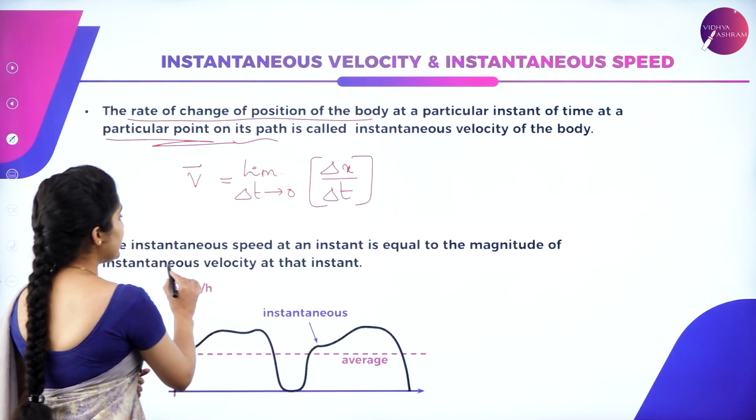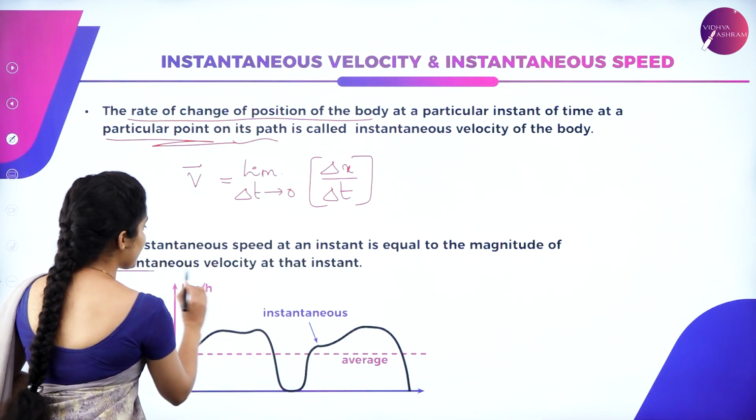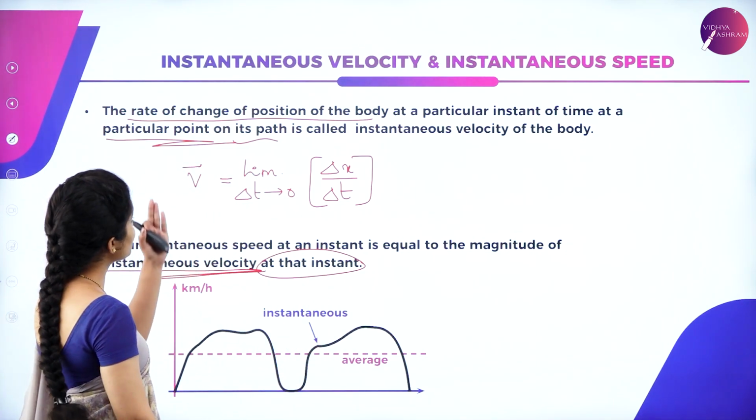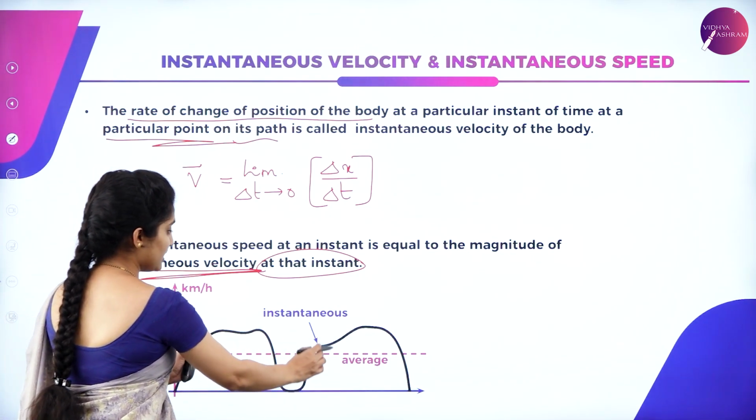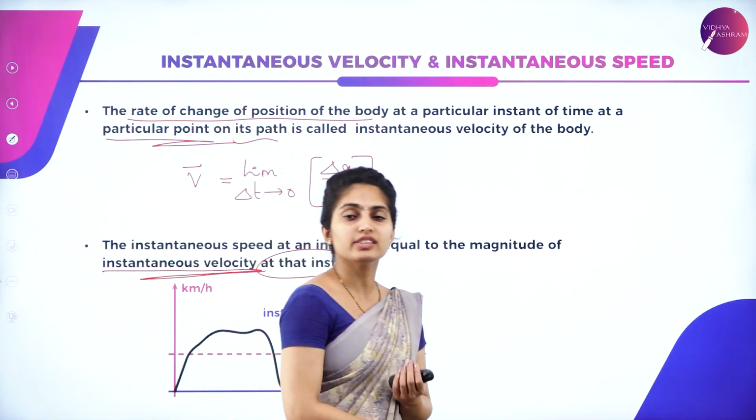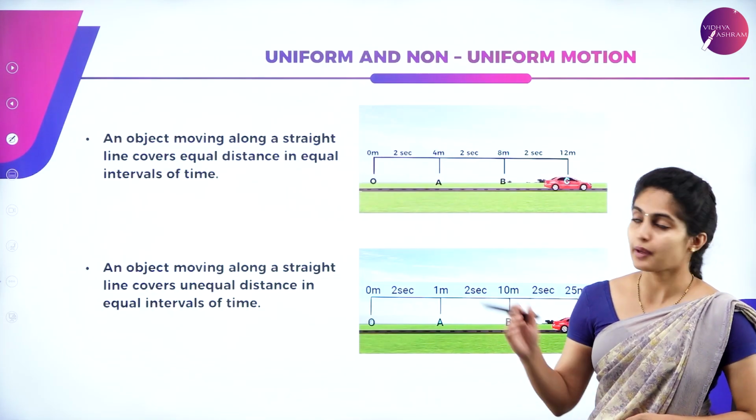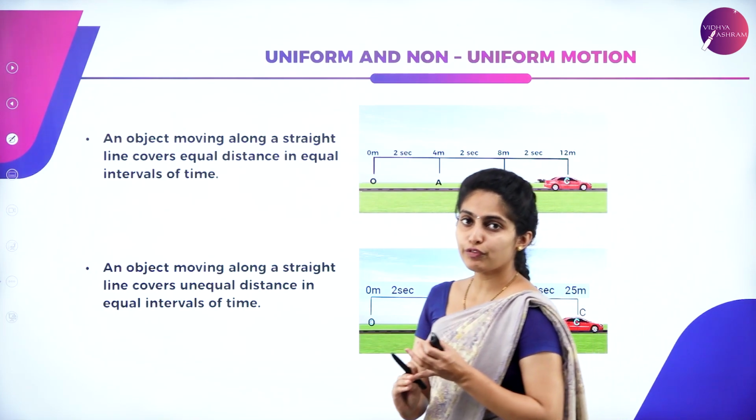Same way, the instantaneous speed at an instant is equal to the magnitude of the instantaneous velocity at that instant. And what you can see here is, at a certain instant, what is its speed, or at a certain instant, what is its velocity, is the usual thing we consider. Having this concept, we are just moving on to uniform and non-uniform motion. Uniform motion, non-uniform motion.